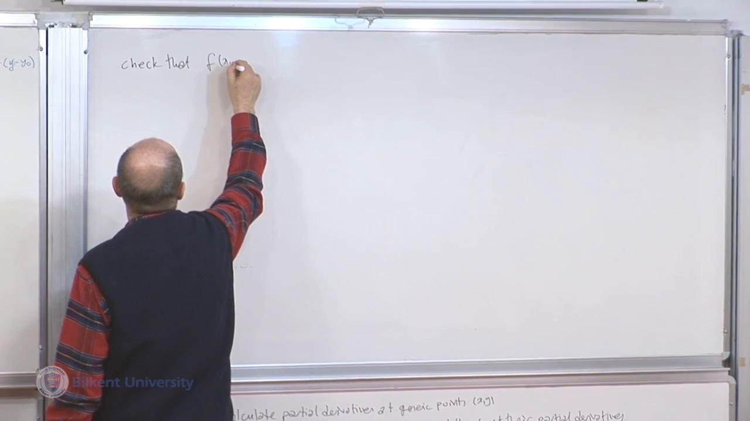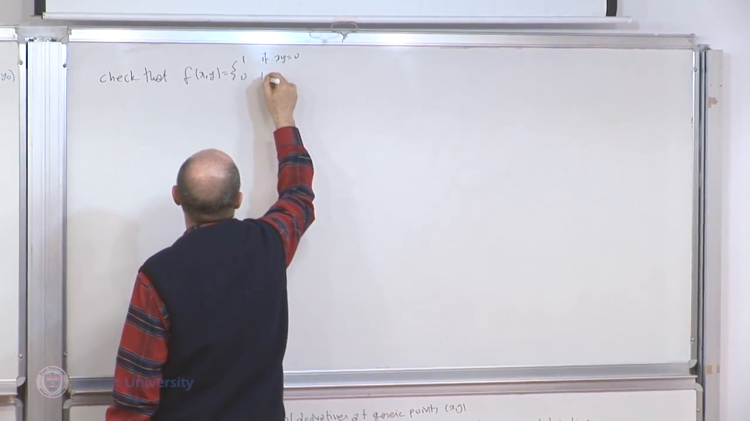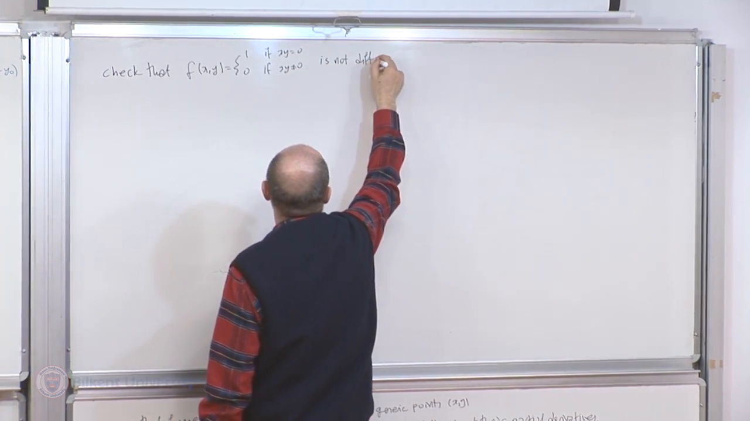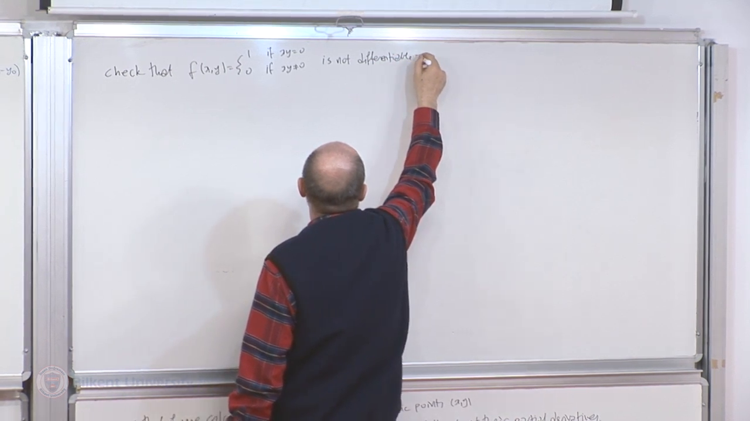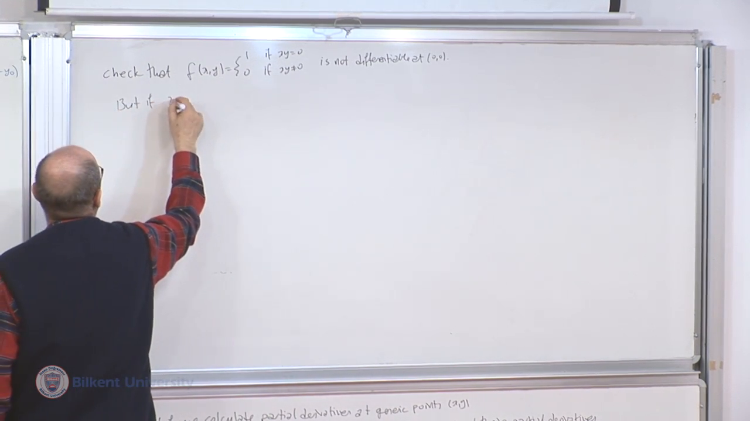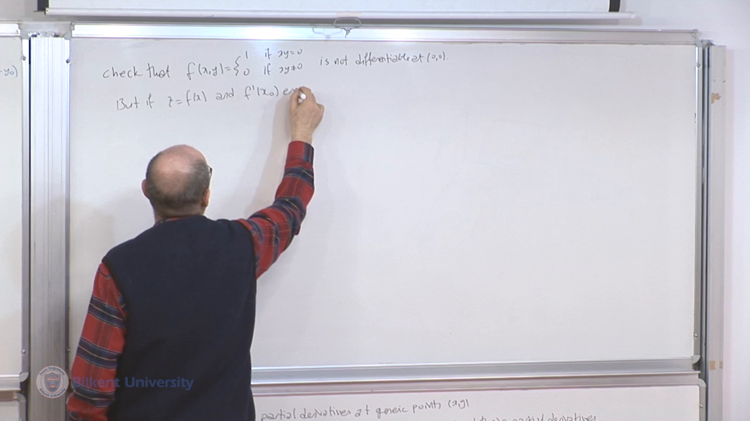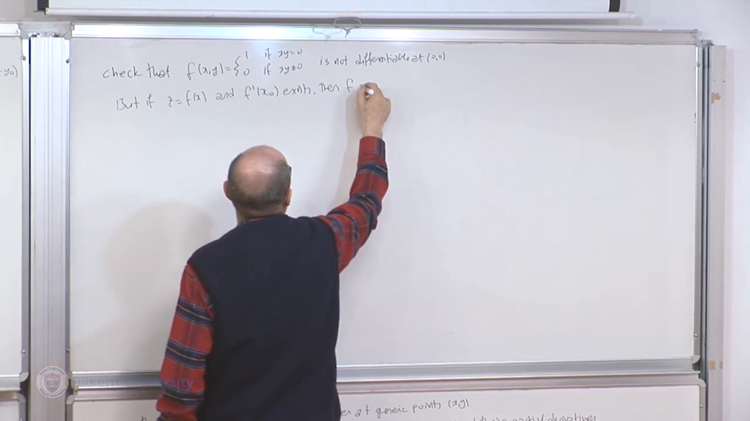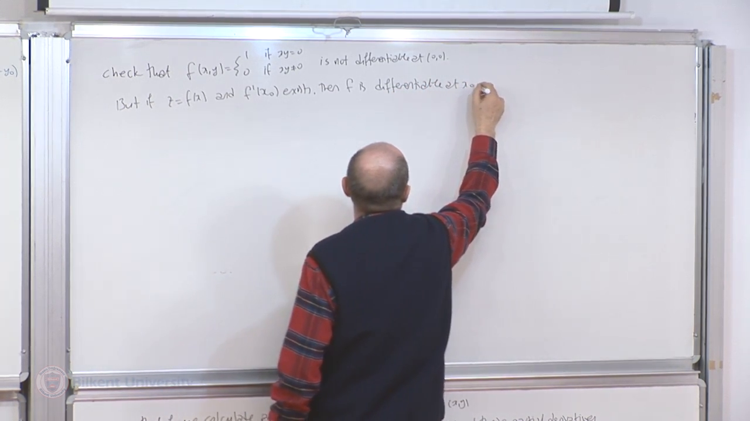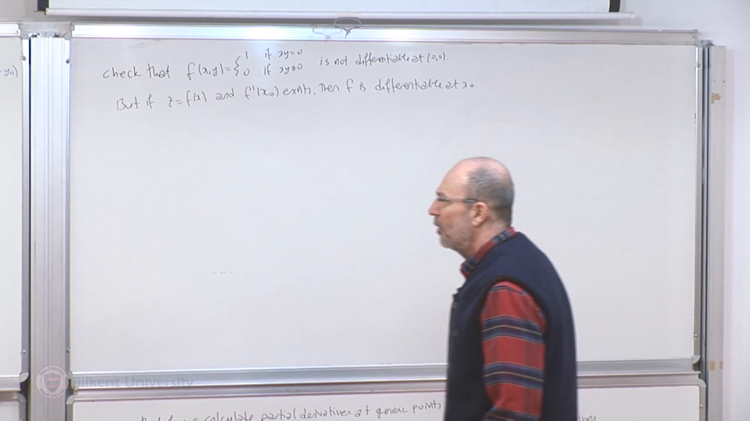f of x, y, which was equal to 1 or 0 if xy equals 0, 0 if xy is different than 0, is not differentiable at 0, 0. Okay, but if z equals f of x and f prime x sub 0 exists, then f is differentiable at x sub 0. So for the one-dimensional case, having derivatives and differentiability is the same.